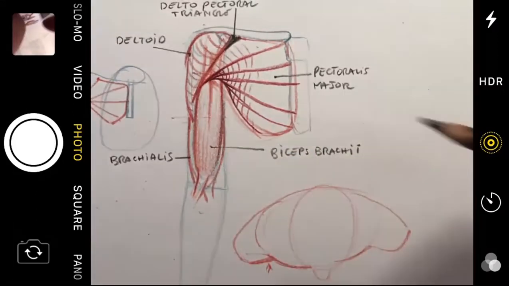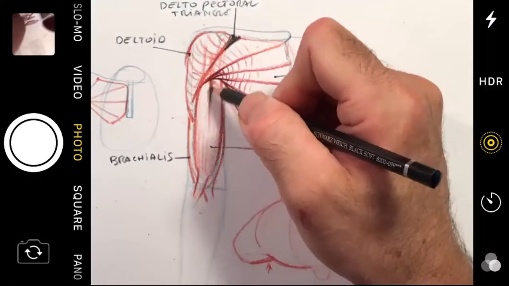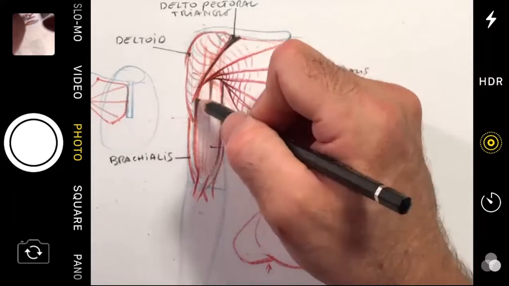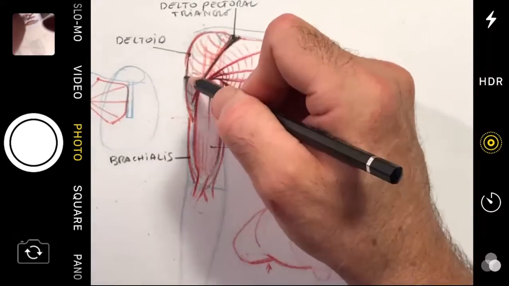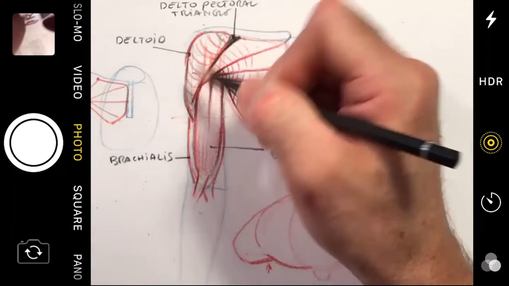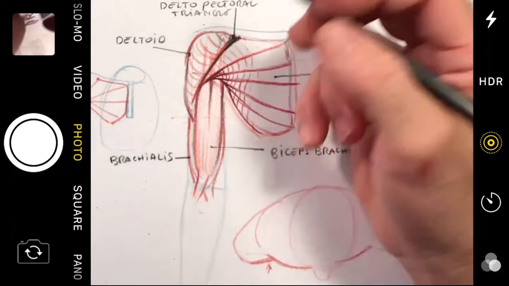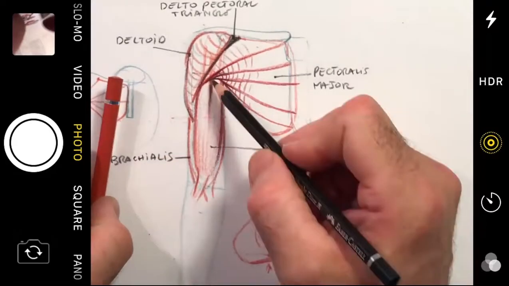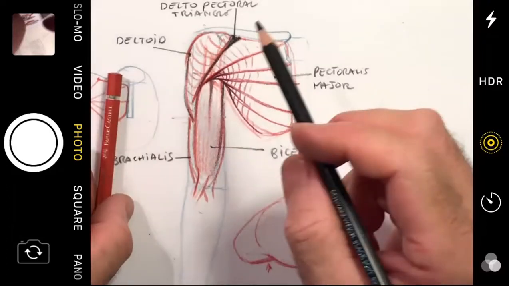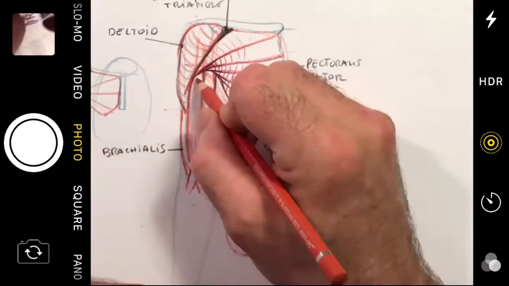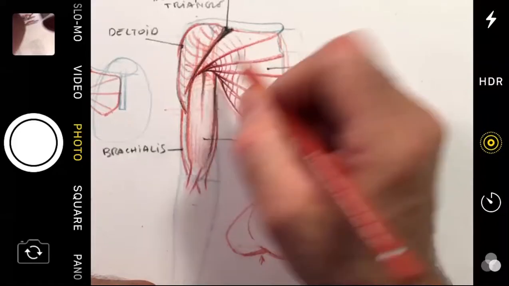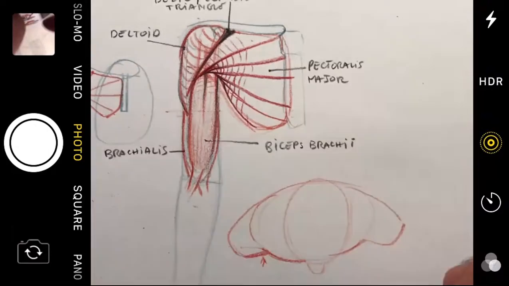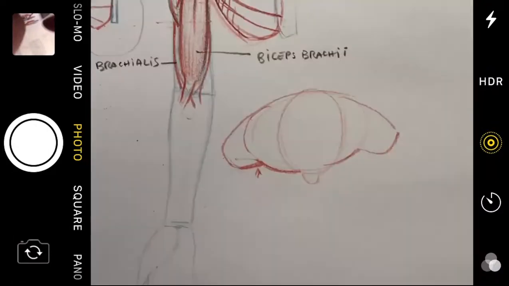So sometimes if you see models that are very, very lean, and maybe they are moving the arms, you're going to see that at this point here, just below the tendon of the pectoralis, there is a notch, and that notch is visible up here. That notch is the division between the two heads of the bicep, right?